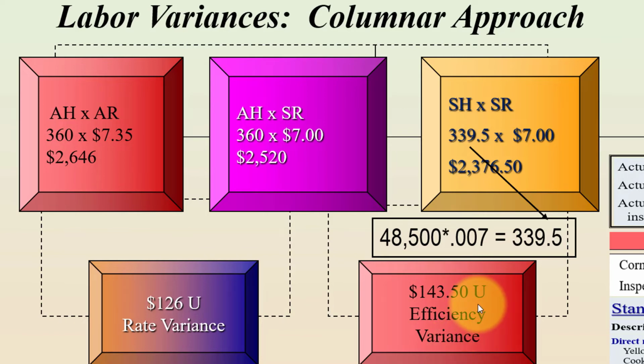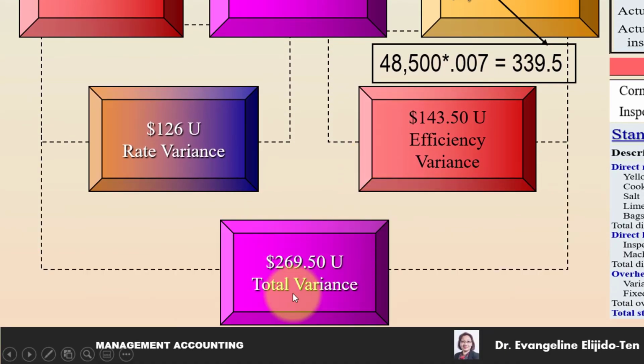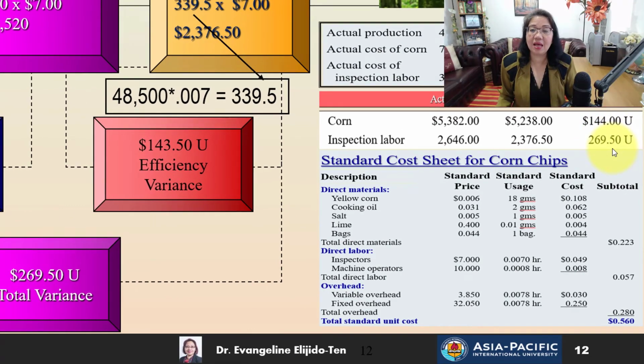This is again unfavorable because the actual hours is greater than the standard hours. All right. Now, the total of the rate and efficiency variance is $126 plus $143.50. They are both unfavorable, so we'll add, and that gives us $269.50 unfavorable, and that's the total variance that we have shown earlier.